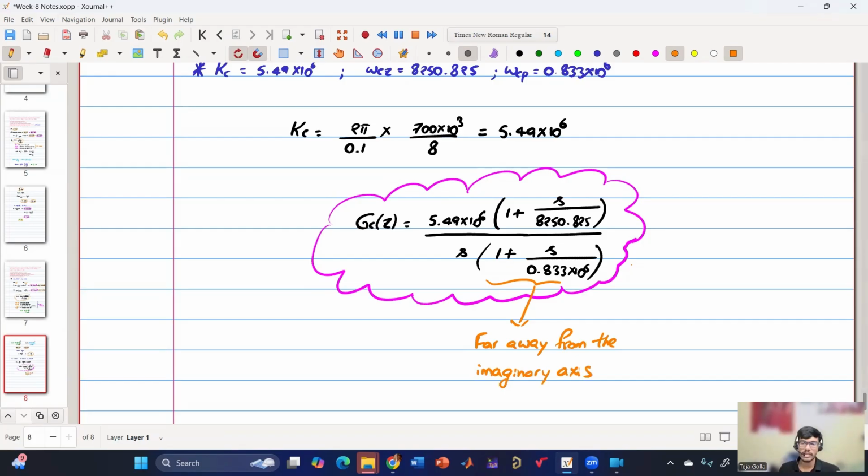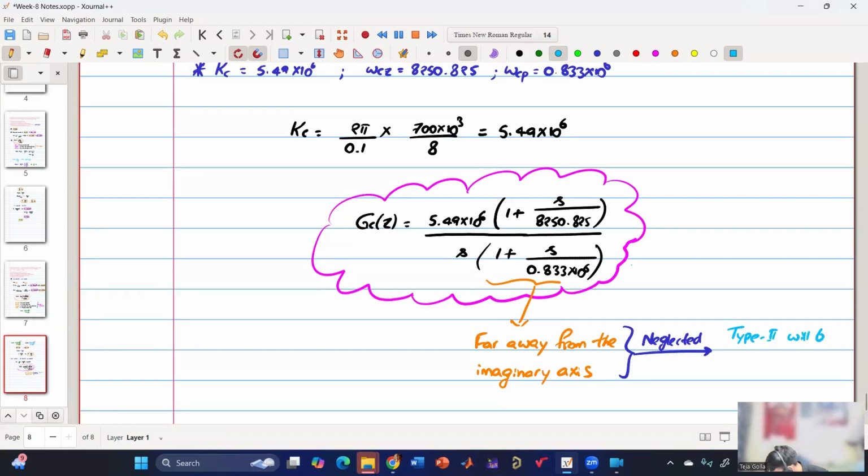So this is coming because of the ESR. Say ESR is very, very small, so it is too far away from the imaginary axis. And say if this is neglected, then type 2 will become a PI controller, because we are getting one additional pole in type 2. If this pole is too far away that it can be ignored, then it will become PI control.